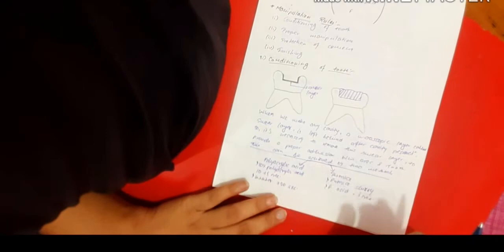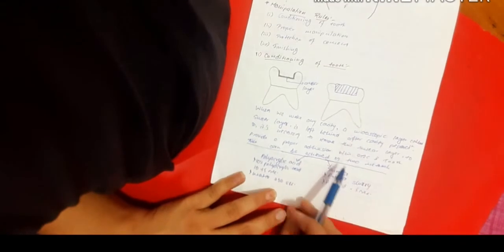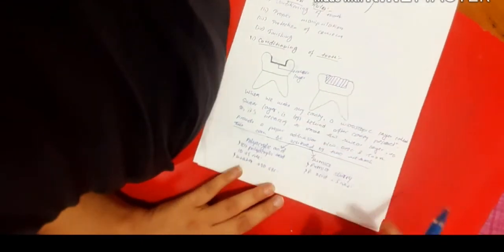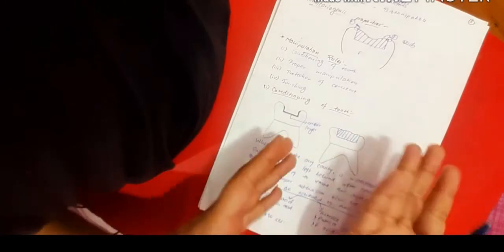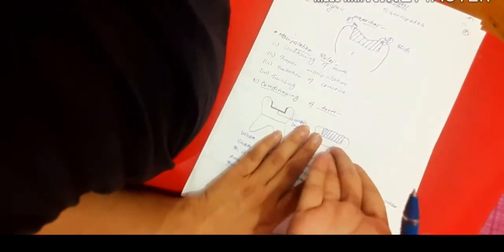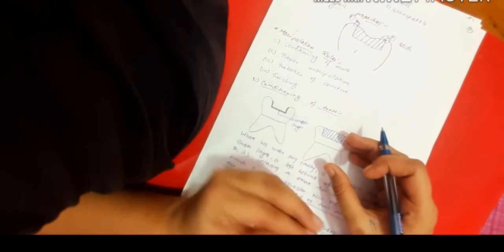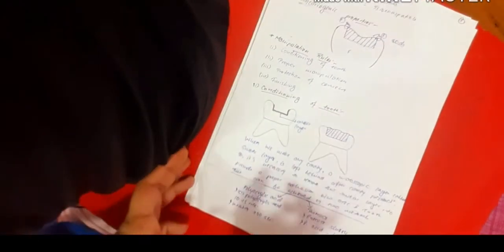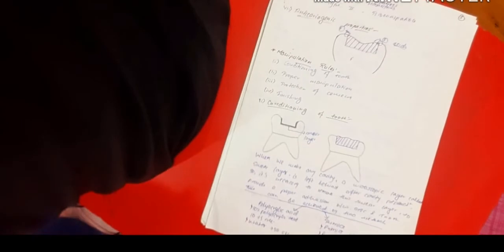This can be removed by two methods. First, we can apply 10% polyacrylic acid to this layer for 10 to 15 seconds, and rinse with water for 30 seconds, or we can even apply pumice slurry. So this has to be removed, and when we apply GIC, it makes contact with the enamel, and there is more bonding with the enamel, always remember.